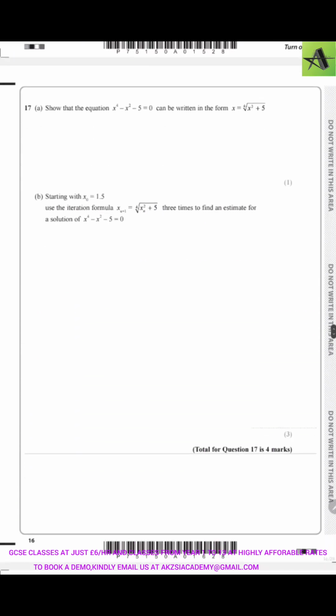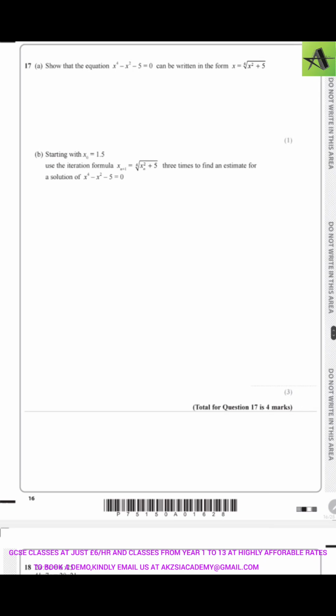Moving on to the next one. Show that the equation x to the power of 4 minus x squared minus 5 equals 0 can be written in this form. So there is a fourth power over it. That means x to the power of 4 will be the subject. So x to the power of 4 is equal to, bringing x squared and negative 5 onto the right hand side, x squared plus 5. And then I need to take the 4th root of both sides. So x is equal to the 4th root of x squared plus 5. So yeah, it can be written like this.